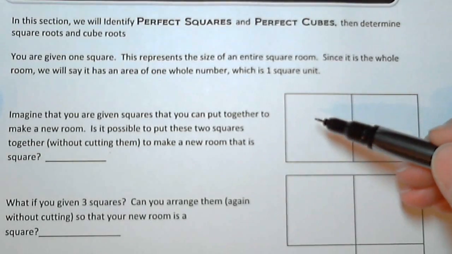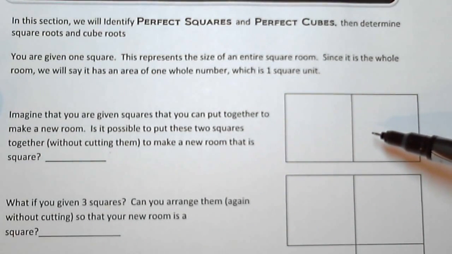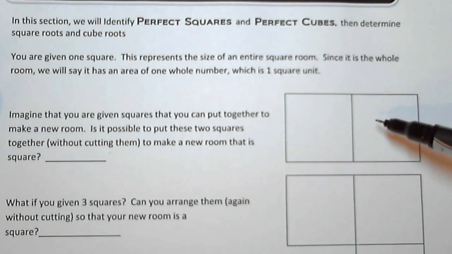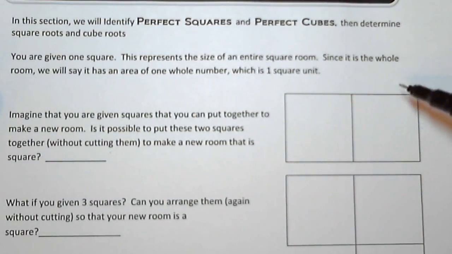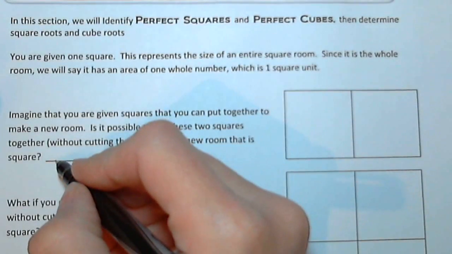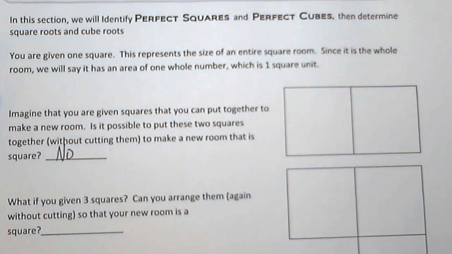Now, imagine you're given 2 of these to create a new room. The question is, is it possible to put these 2 squares together without cutting them to make a new room that is itself square? Well, no, it's not. That room is going to be a rectangle.